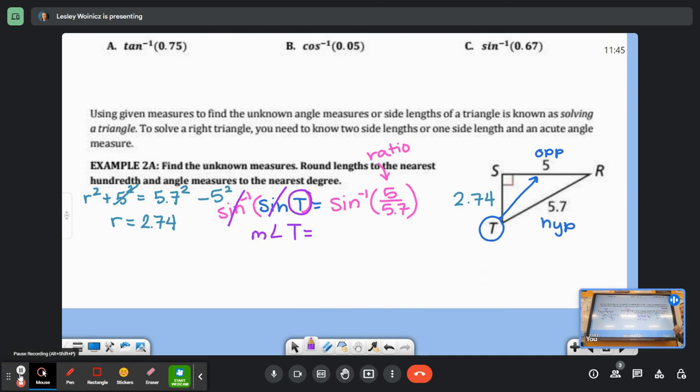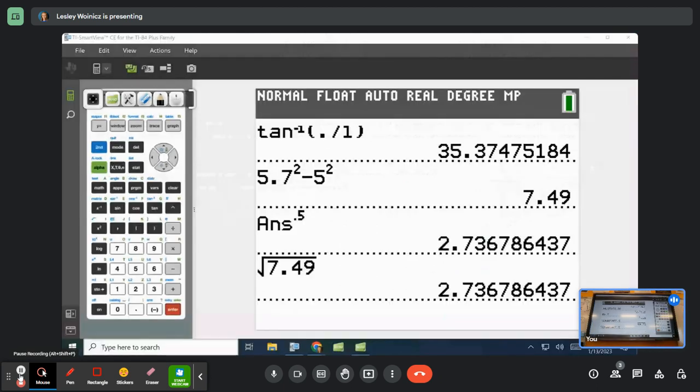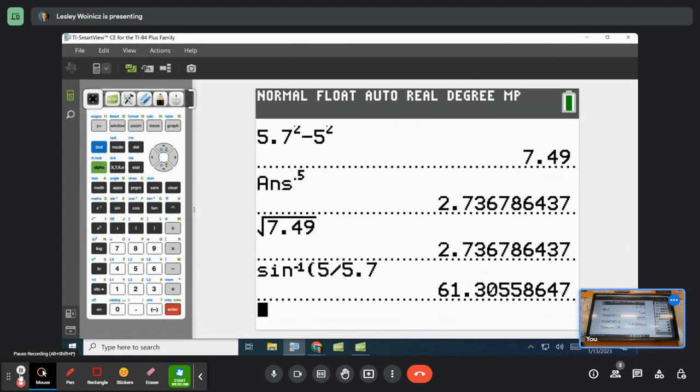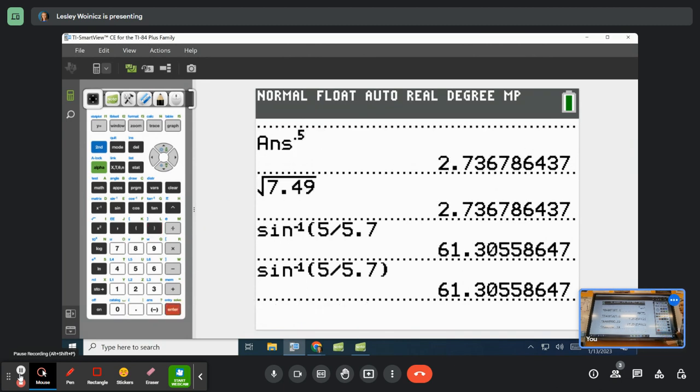So we just have to put it in our calculator. So we go to the calculator. We do the inverse sine of 5 divided by 5.7. I forgot to put a parentheses on that. Let me fix that. I know, but there's a division symbol in there. I feel better if I close the parentheses because we're dividing. Yeah, okay. Sometimes it makes a difference.